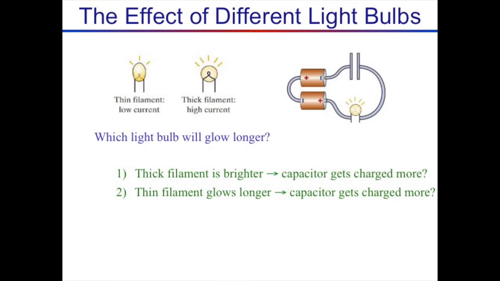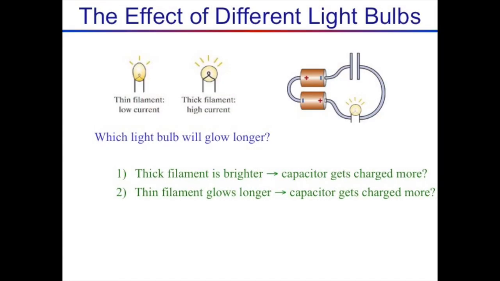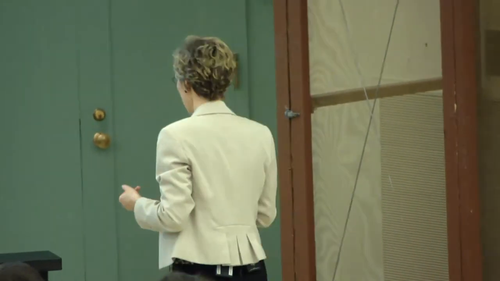So altogether, each bulb would have had the same amount of energy pass through it, right? The one with a thick filament would have had a lot of energy pass through at first. It would have burned brightly and then winked out really fast. The one with a thin filament would have had less brightness at first, but it would have lasted longer, taken longer for everything to charge up. So in both cases, though, the final state of the capacitor is the same.